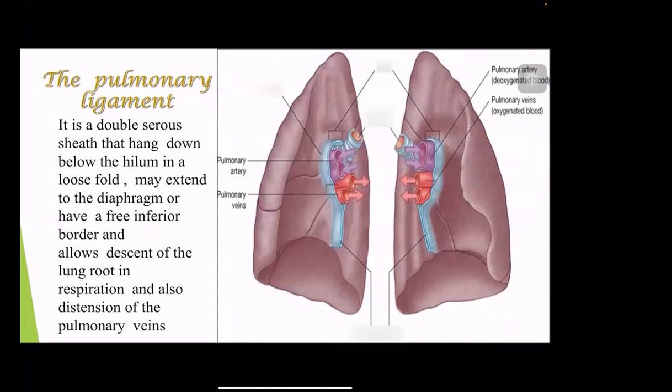The pulmonary ligament is a double serrated sheath that hangs down below the hilum in a loose fold. It may extend to the diaphragm or have a free inferior border, and it allows descent of the lung root in respiration and also distension of the pulmonary vein. This is, as we said, a double layer of visceral pleura, extending down.